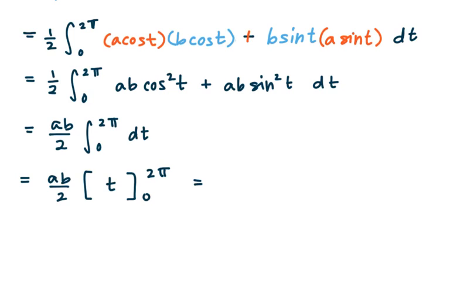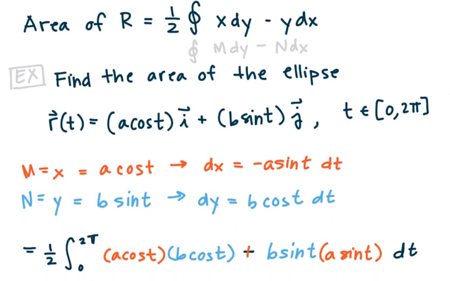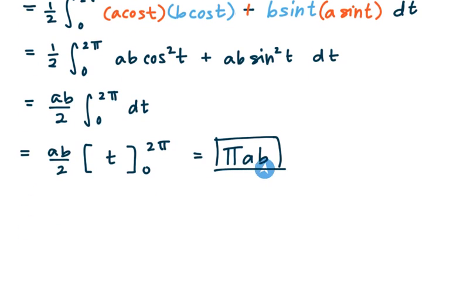Plugging in 2 pi and 0, we get 2 pi. 2 pi ab over 2 is just pi ab. That is the area of the ellipse, pi times a times b, a and b being coefficients. Now, if this ellipse had been a circle of radius 1, then a and b would be the same, and for a circle of radius 1, that area, 1 times 1, we would get pi, pi r squared, pi times 1 squared. So this makes sense for an ellipse.